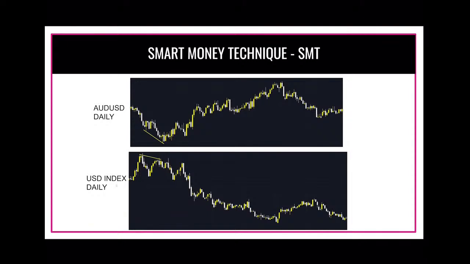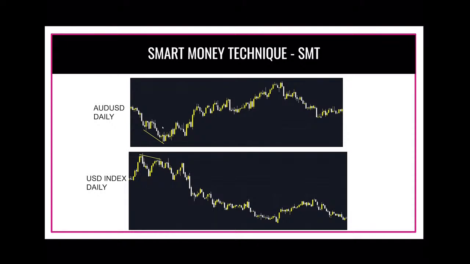Looking at the US dollar index on a daily time frame, you could see that the US dollar index made a lower high, then made a lower low and a lower high and a lower low and a lower high, meaning bearish momentum. While at this exact same time, Australian dollar US dollar made a low and a lower low. If it was perfectly in sync with the US dollar index, it should have made a higher low up here.